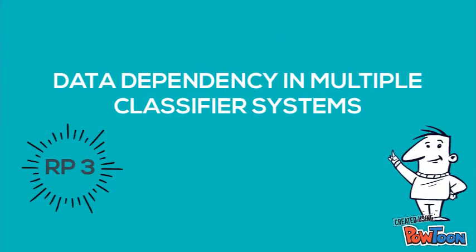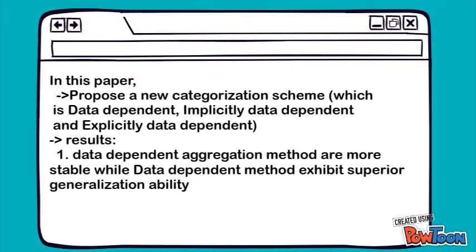RP3, Data dependency in multiple classifier systems. In this paper, they propose a new categorization scheme: data dependent, implicitly data dependent and explicitly data dependent. Results: 1. Data independent aggregation methods are more stable, while data dependent methods exhibit superior generalization ability.